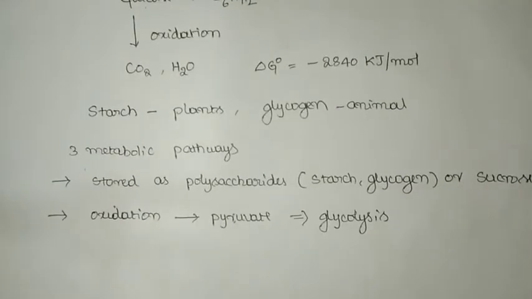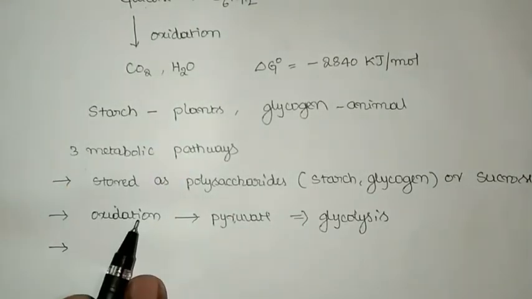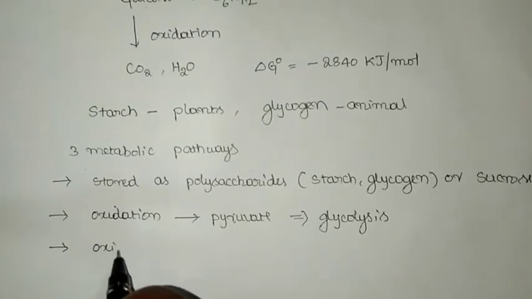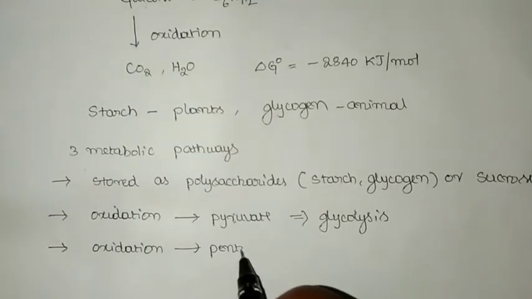And the third metabolic pathway of glucose is, once again, that glucose will undergo oxidation, but in this case, through the oxidation, the glucose molecule will not produce pyruvate. Instead, it will produce pentose phosphate.